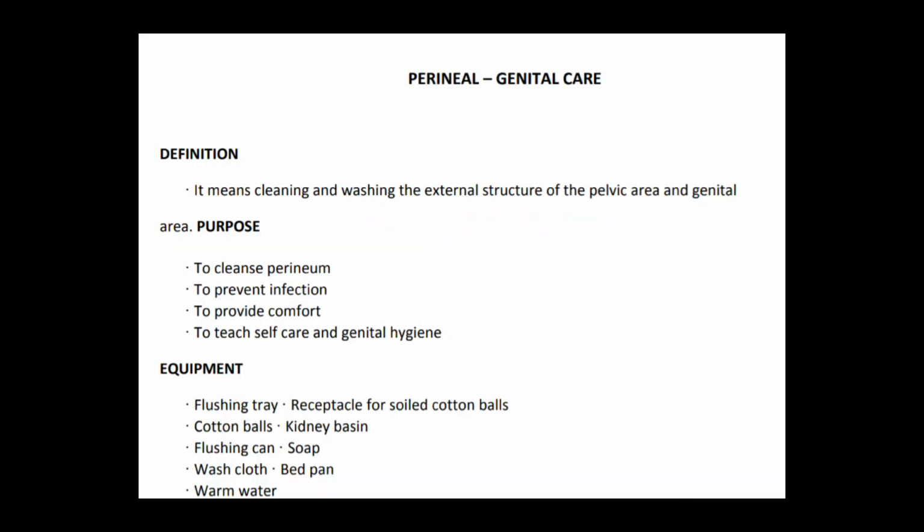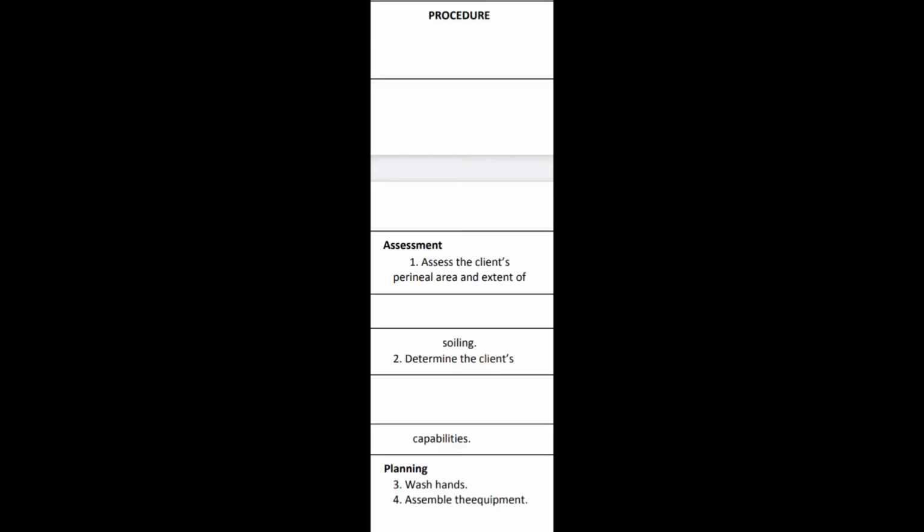Next is the perineal care. So what is perineal care? Perineal care, or genital care, means cleaning and washing the external structure of the pelvic area and genital area. The purpose is to cleanse the perineum, to prevent infection, to provide comfort, and to teach self-care and genital hygiene. The equipment are a flushing tray, a receptacle for soiled cotton buds, a kidney basin, a flushing can for soap, a washcloth, a bedpan, and warm water.